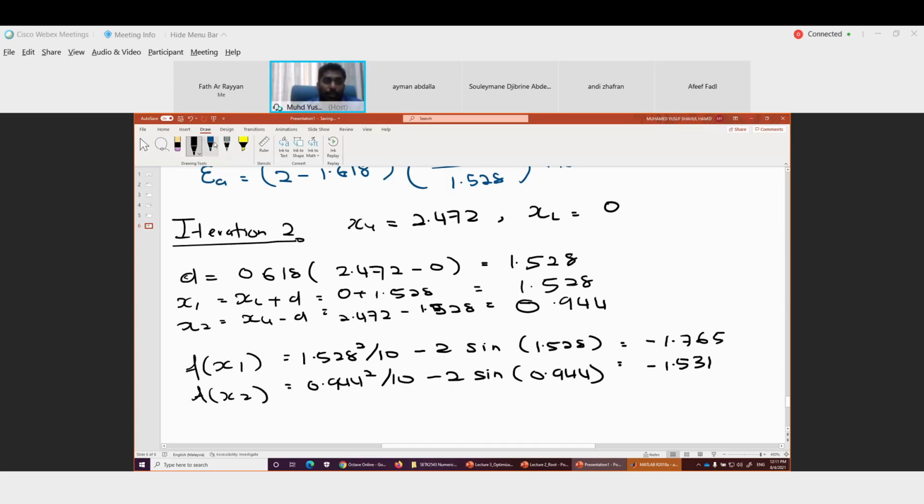Okay, so we know that now f(x1) is less than f(x2). So your x2 becomes the xl. And then your x optimum is equal to 1.528.